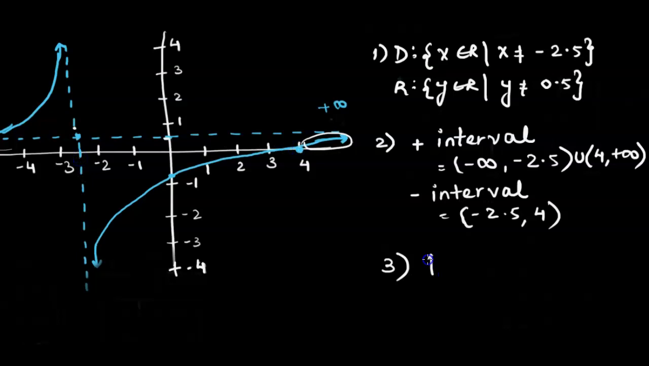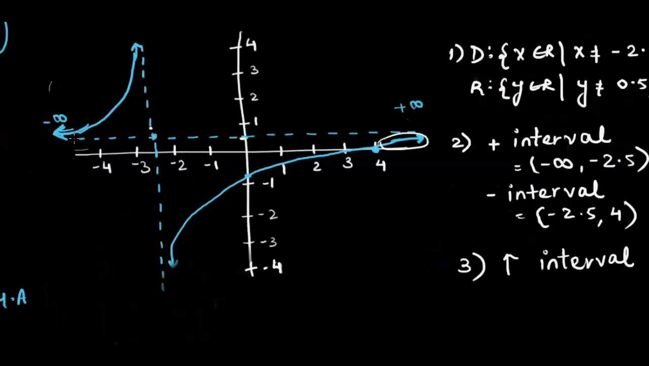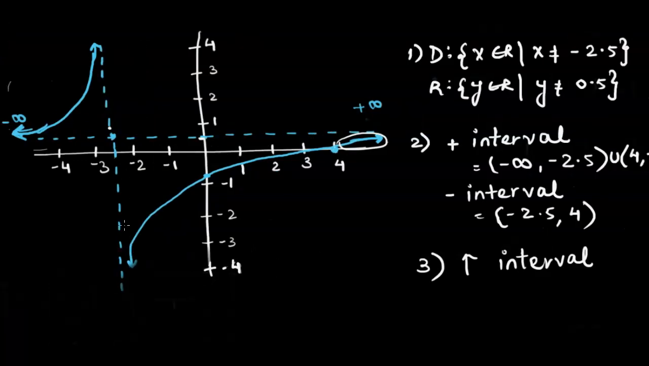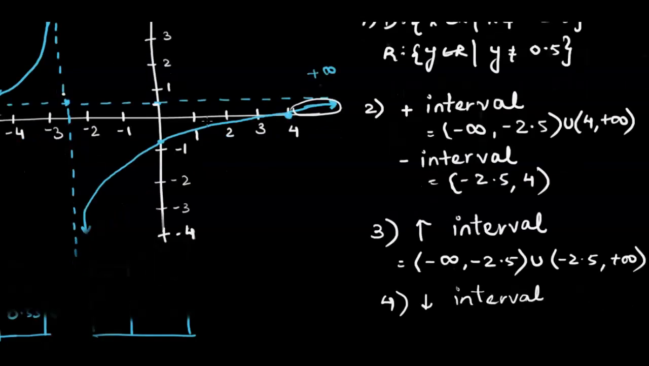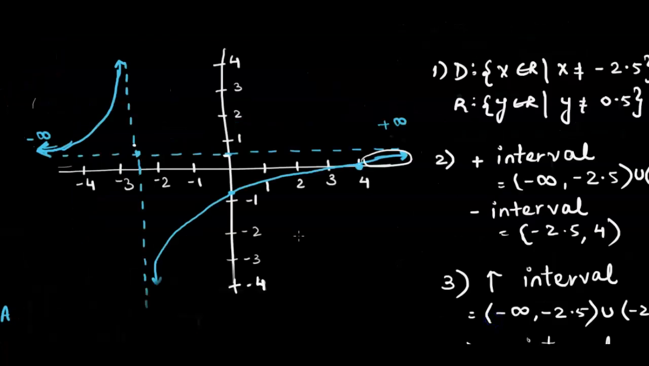The third important characteristic is the increasing interval. We notice that this graph is increasing from left to right in this section, as well as in this section. So it is a never decreasing graph. It's always increasing. However, there is a break at the vertical asymptote that we have to mention. Therefore, we would write down negative infinity to negative 2.5, this graph is increasing. And again, it increases from negative 2.5 to positive infinity. When it comes to the decreasing interval, since there is no decreasing interval seen here, we would write down none. And this is how we make a graph of a linear over linear function and write out its characteristics as well.